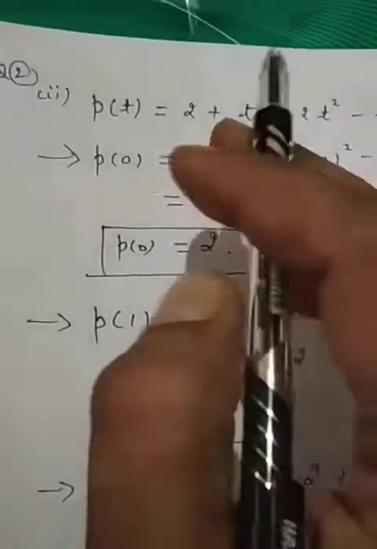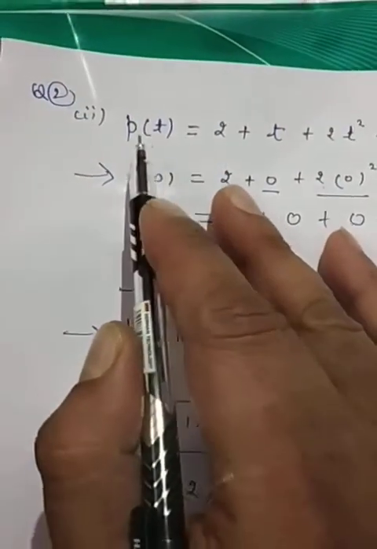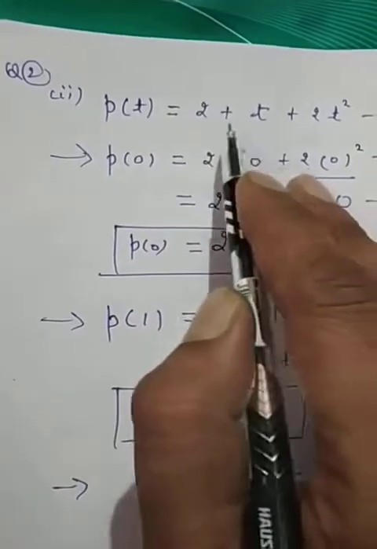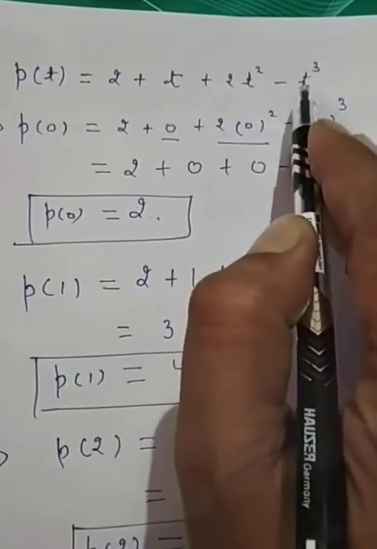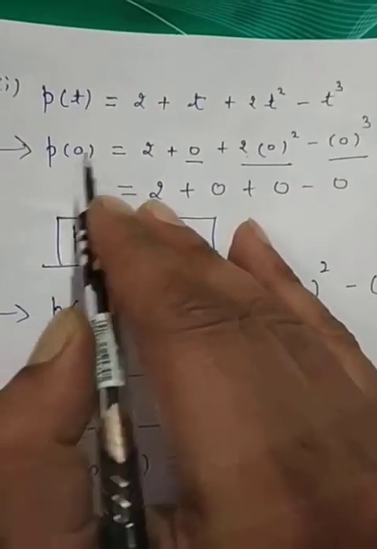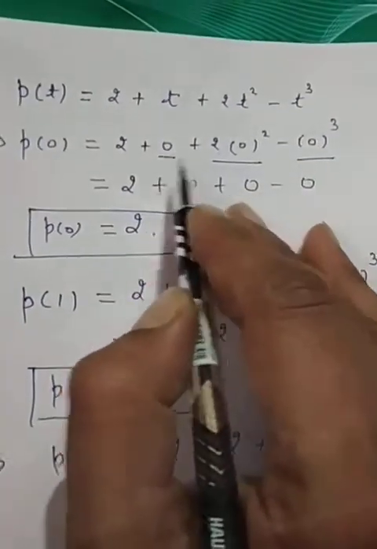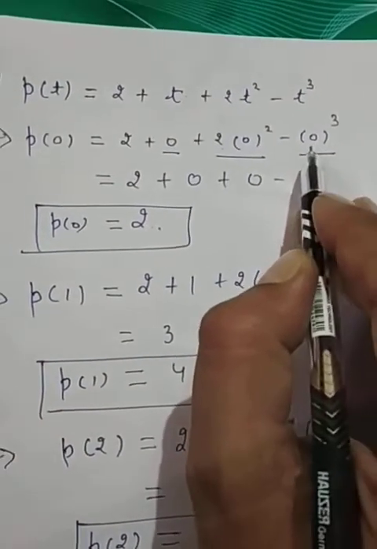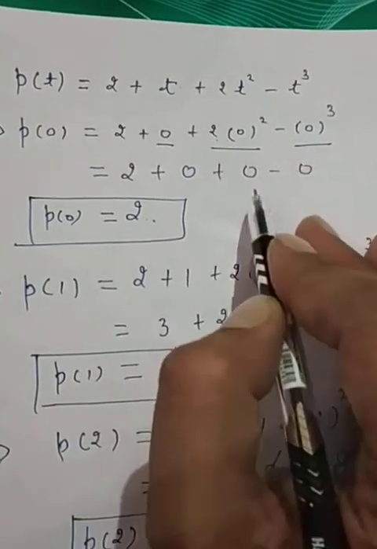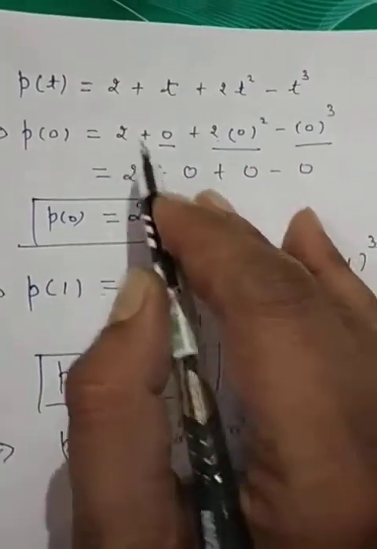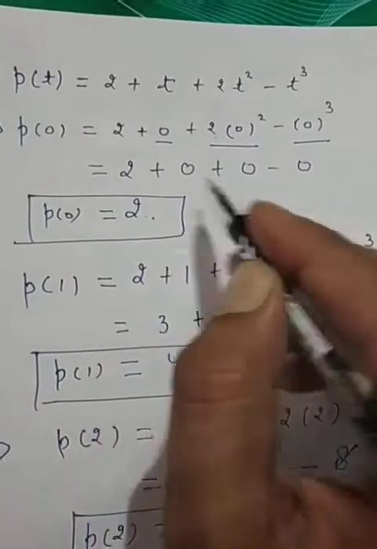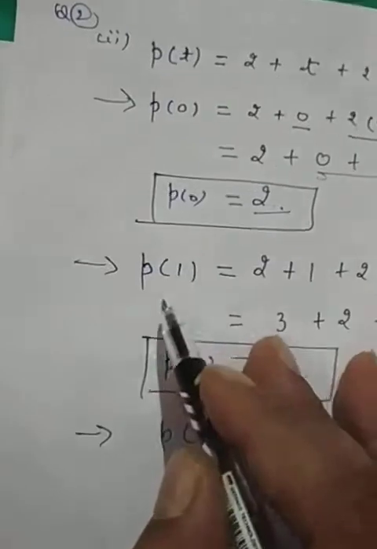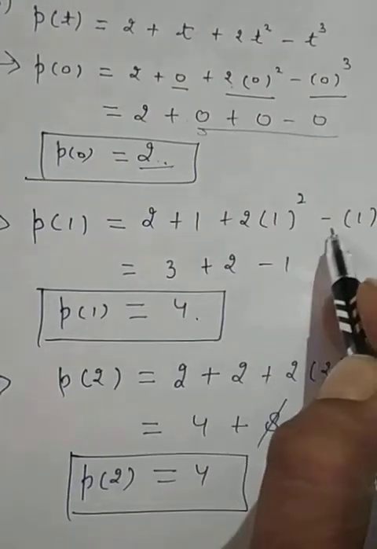Now let's check second part. Here the polynomial is in variable t. So it is written as p(t) is equal to 2 plus t plus 2t square minus t cube. First we have to find p(0). So in place of every t we will put 0. 2 plus 0 plus 2 into 0 square minus 0 cube. 0 square is 0, multiplying 2 is 0, and 0. So 2 plus 0, these terms mean nothing. So answer is 2. Now p(1): 2 plus 1 plus 2 into 1 square minus 1 cube.